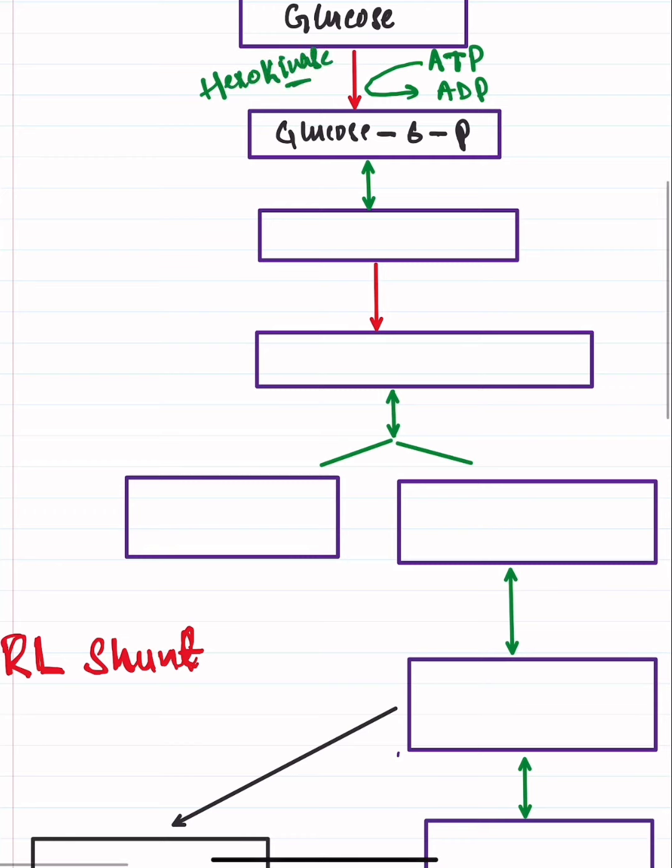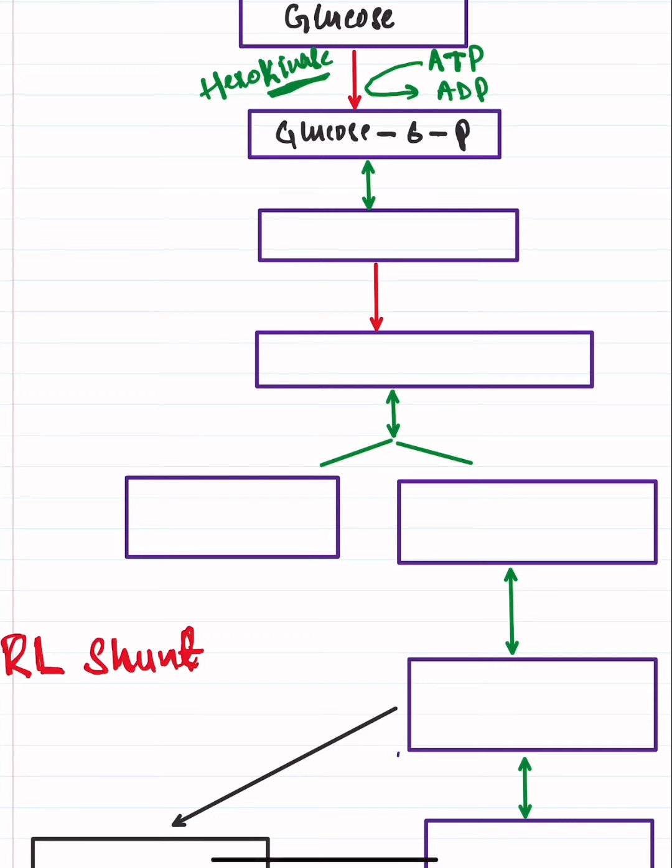Hexokinase. At some places there is glucokinase as well. In the next video we'll discuss the difference between the two. For now, just remember that hexokinase will be used here. As you can see in the name, there is kinase. That means if you see kinase, just think that there's something about ATP. That means we are using ATP here.